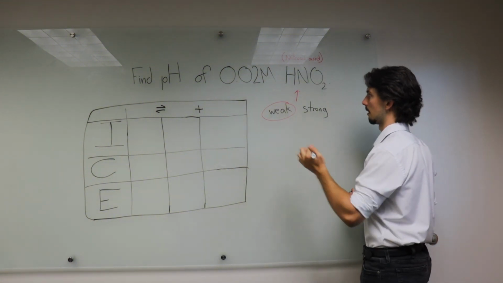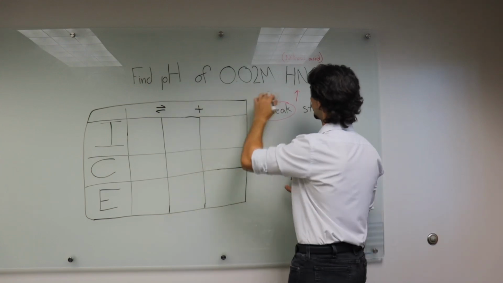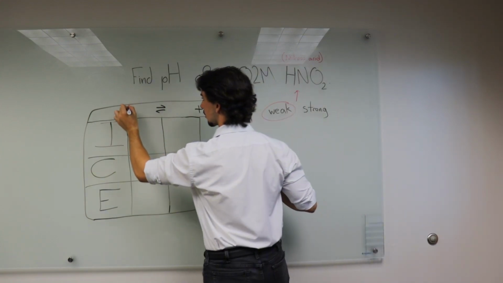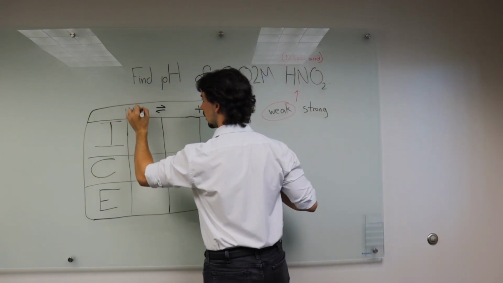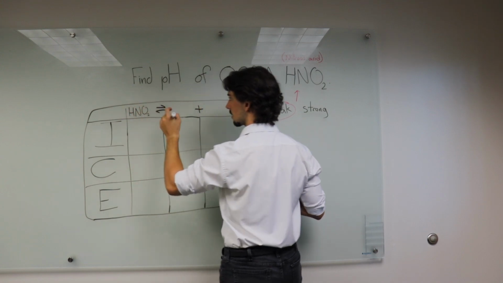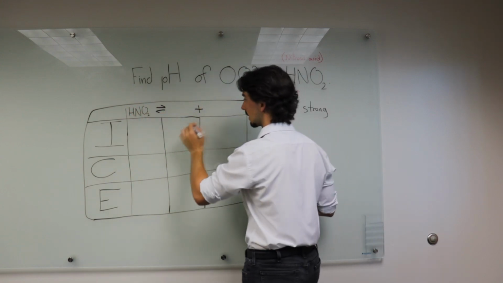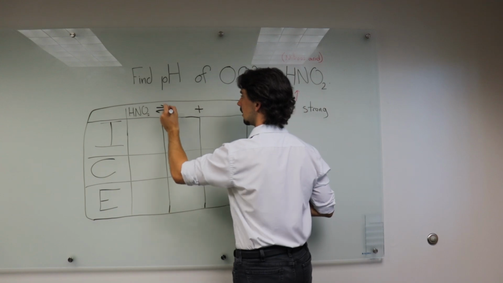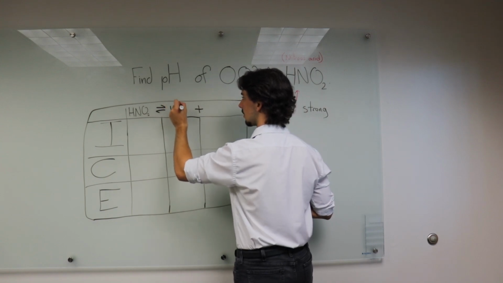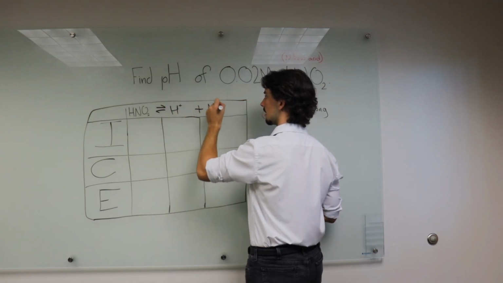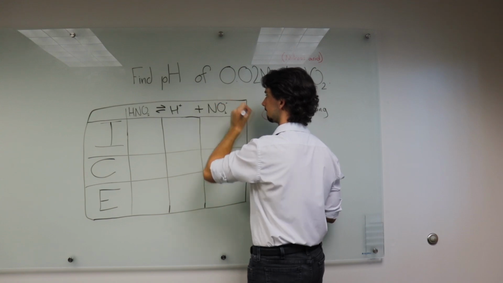So the first thing that we have to do is write out the equation. So it's nitrous acid, that is what we start with, HNO2, that's going to partially dissociate. That's what a weak acid means. It'll partially dissociate into hydrogen ions, and some of them will be nitrite.